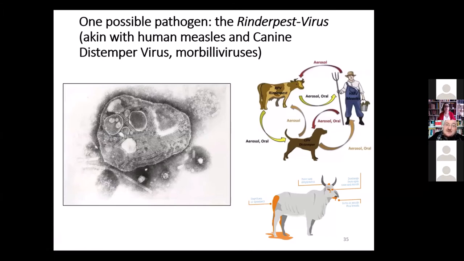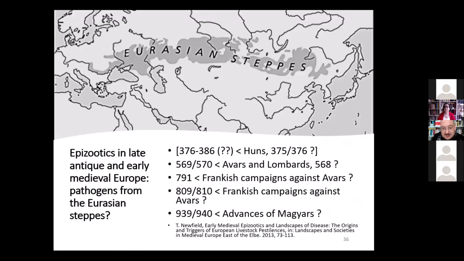We don't know which pathogen was responsible for this disease. One candidate would be the Rinderpest virus, which is akin to human measles and the canine distemper virus. On the one hand, it's highly contagious. And on the other hand, it has an incubation period of up to 3 to 4 days. So infected animals can still migrate some distance and then infect other animals before they got ill. And in populations which have never been exposed to this pathogen, the mortality rate is up to 80-90%, which would be accurate with regard to the reports which we find in the Carolingian sources.